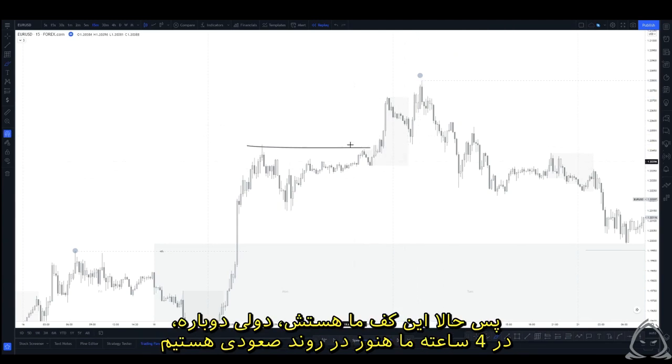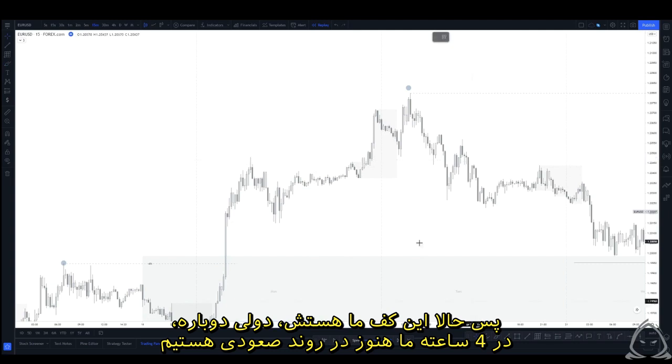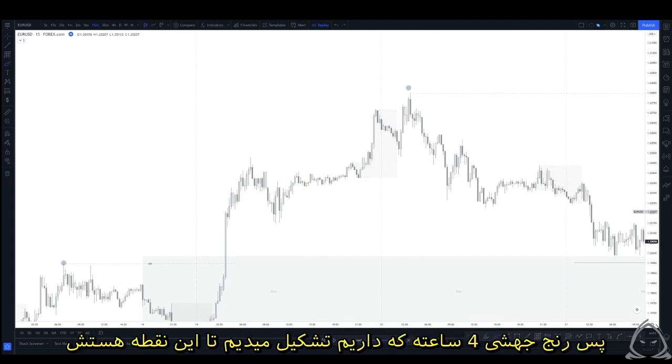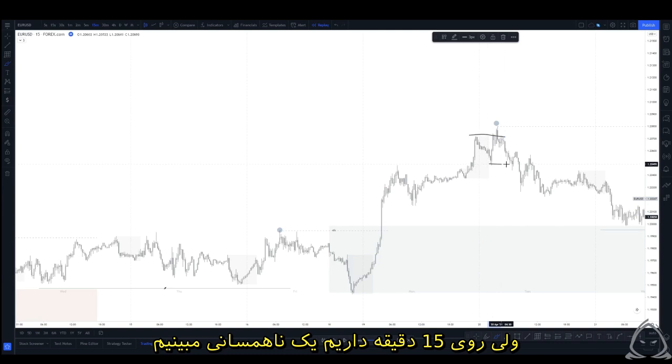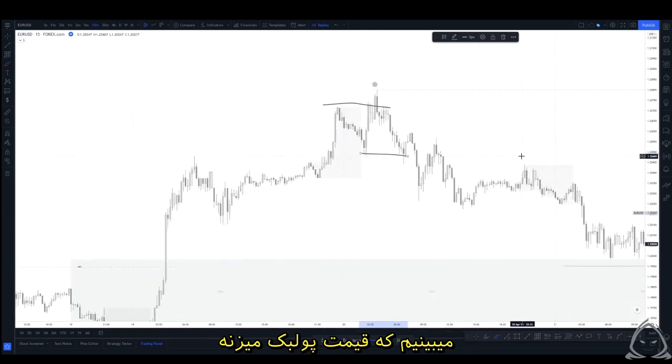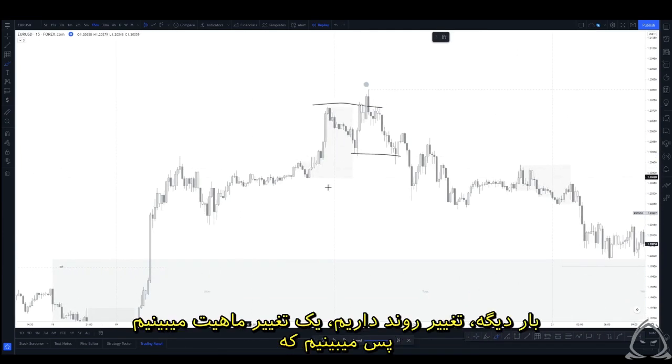But again, on the 4 hour, we're still in an overall bullish trend. We have not created a swing point here. So the impulsive 4 hour range that we're building is to this point. But on the 15 minute, we're seeing a variance. We're starting to see price pulling back once again. We're starting to switch. We're seeing a change of character.